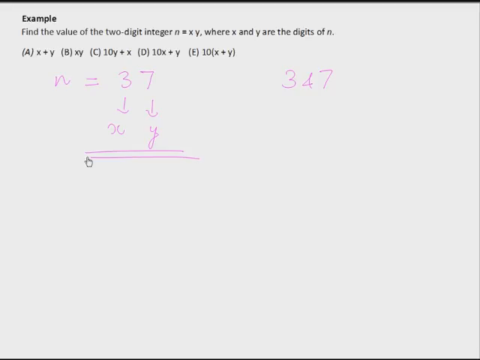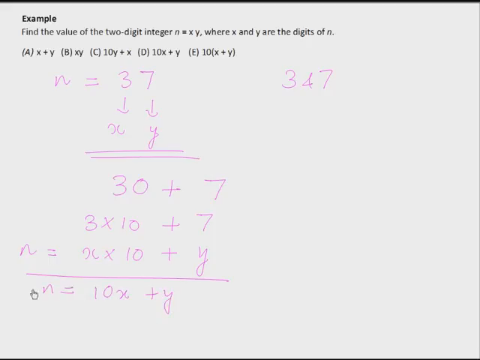The number 37 is actually the number 30 plus 7, which is 3 times 10 plus 7. In terms of x and y, this is x times 10 plus y. So the value of the number n, when its digits are x and y, is 10 times x plus y, which is 10x plus y. And the answer is D.